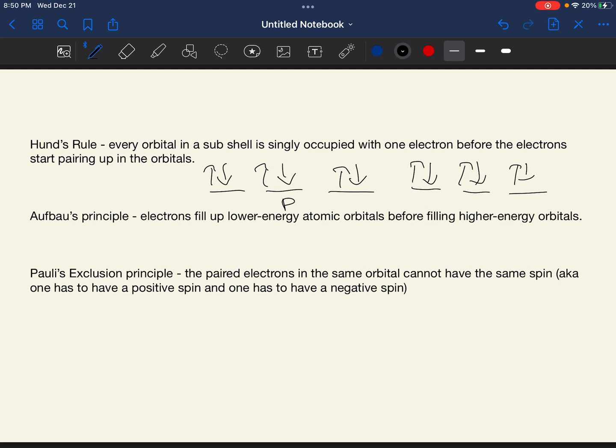The last one is Pauli's exclusion principle, and that states that paired electrons in the same orbital cannot have the same spin. In other words, one has to have a positive spin and one has to have a negative spin. The reason I use opposite arrows in this example is because it shows that each electron in each orbital, which is this little dash right here, can't both be facing the same direction because they need to have opposite spins. So an orbital has to have electrons going like this. They can't both be up like this or down like this.